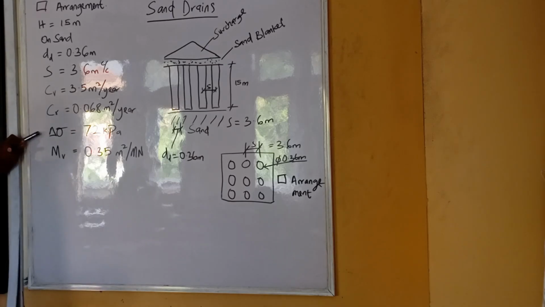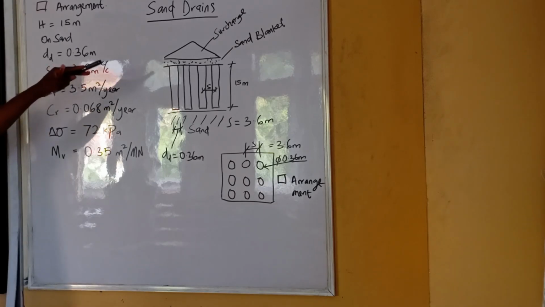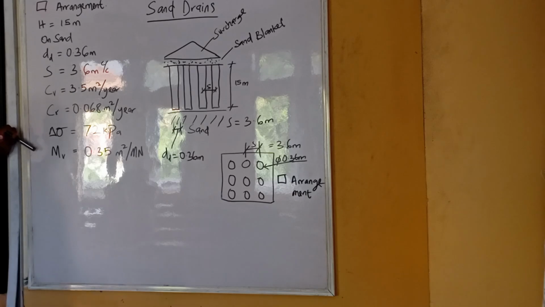Then this one is the stress, the surcharge, the stress you are applying, while MV is the coefficient of volume compressibility, or coefficient of volume change.